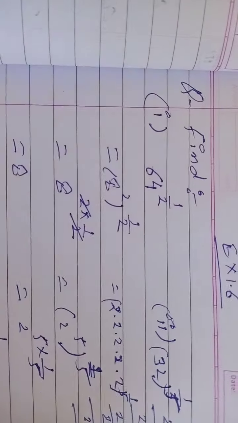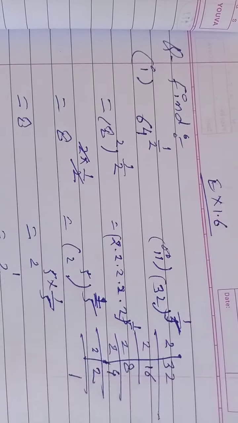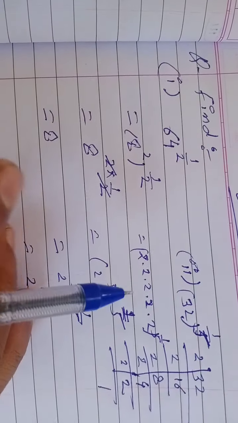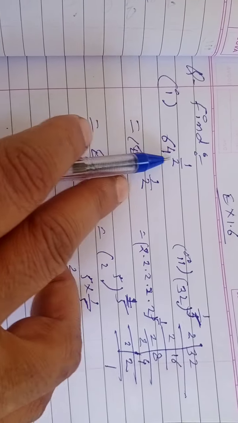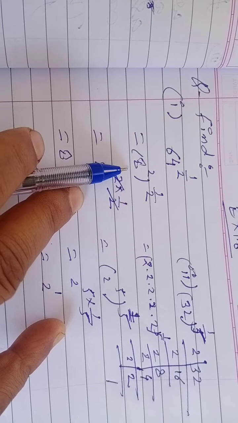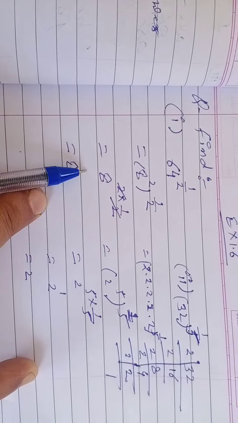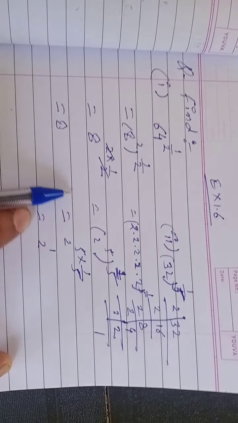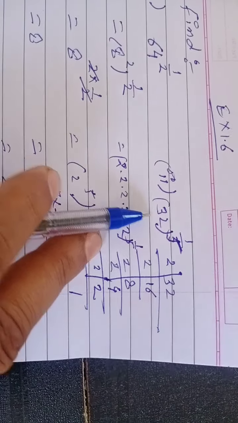Now some questions from the exercise. Question number 1: find 64 to the power 1 upon 2. We can write 64 as 8 to the power 2. Whatever power we have here, we have to change the value according to that. So 8 to the power 2, it will be 2 into 1 upon 2, the 2s will be cancelled out, so 8 to the power 1, which is 8. 8 is the answer.